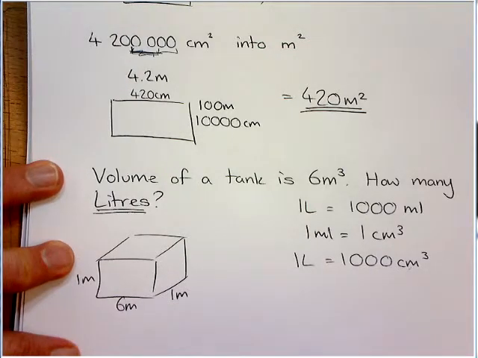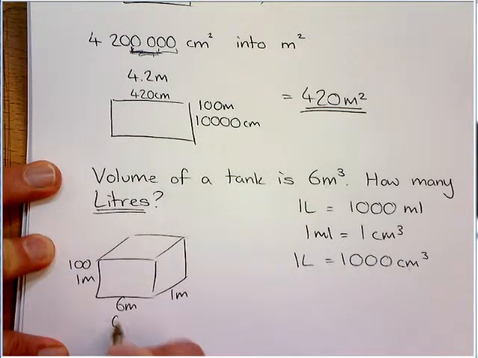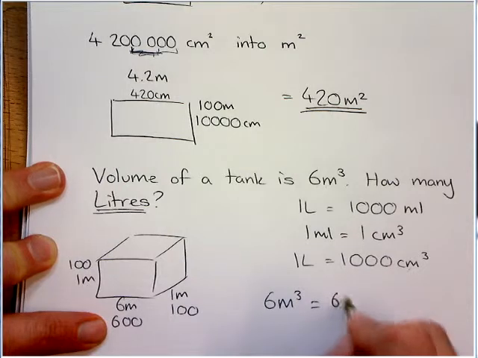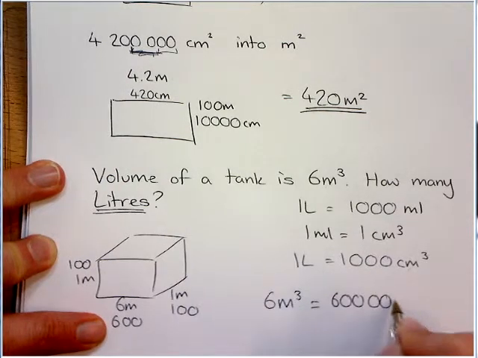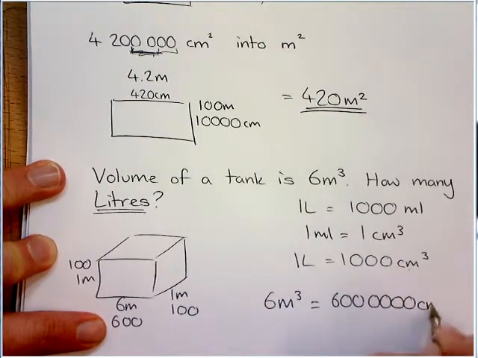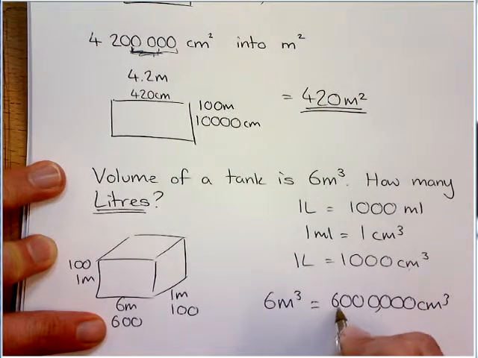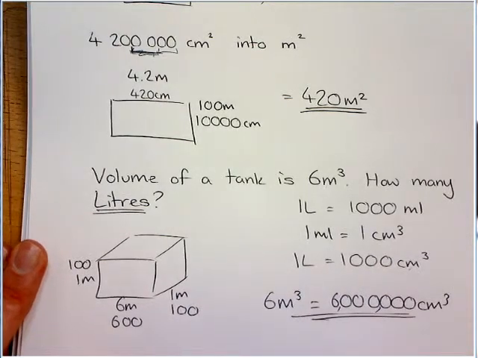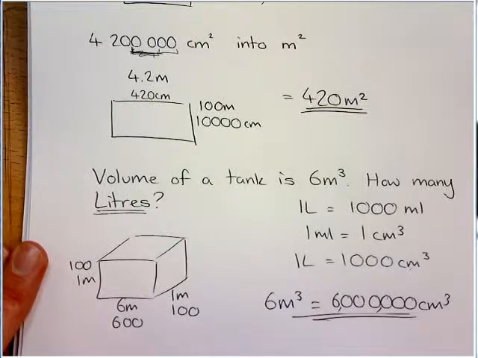So basically put it into centimeters. That's 100, that's 600, and that's 100. So 6 cubic meters is 600 times 100 times 100. 1, 2, 3, 4, 5, 6: 6 million centimeters cubed. So always draw a picture and you will never go wrong. Don't draw a picture, and you're increasing your chances of making silly mistakes.